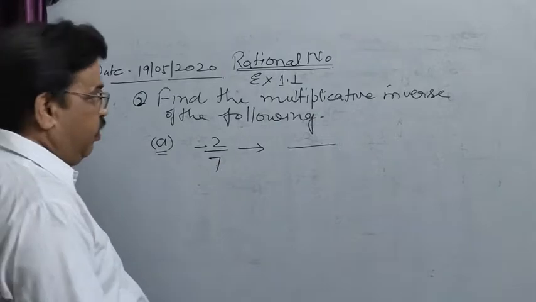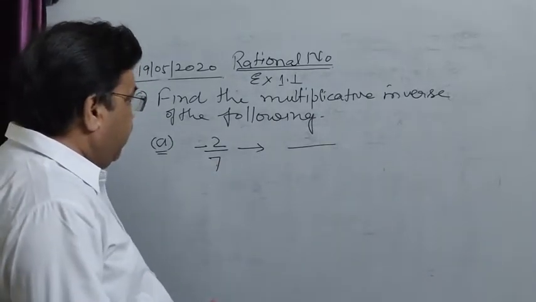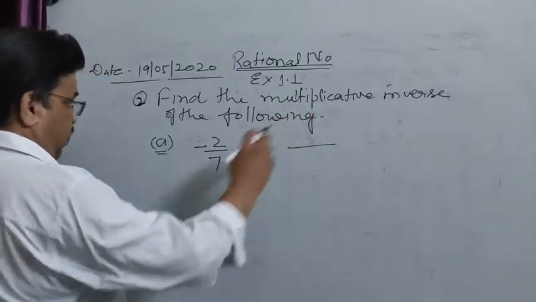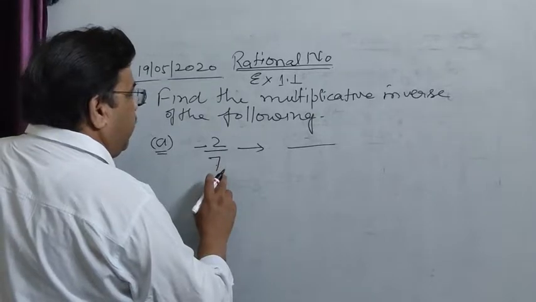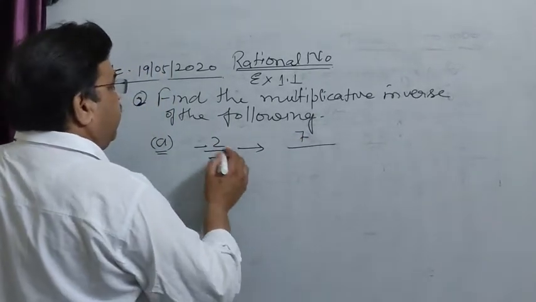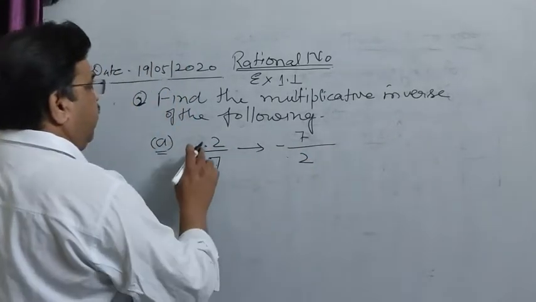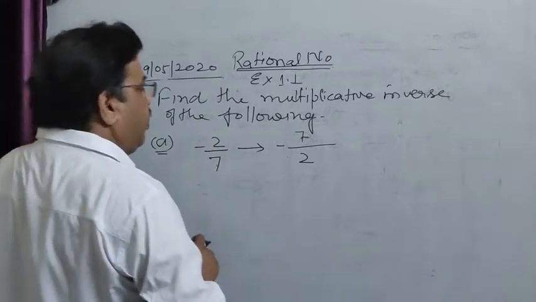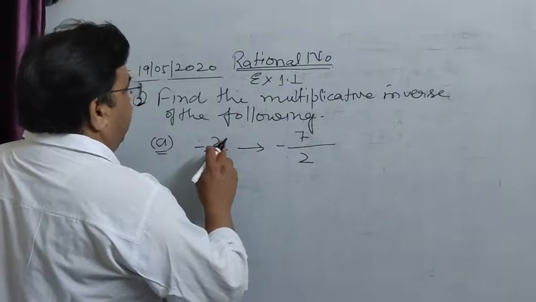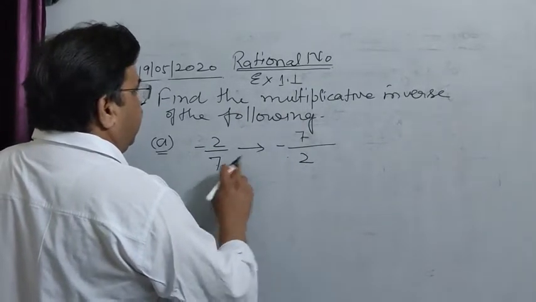How can you write the multiplicative inverse? When you are making the multiplicative inverse of any number, you replace the denominator with the numerator and the numerator with the denominator, and put the sign that is given before the number. I mean to say the numerator becomes the denominator and the denominator becomes the numerator.